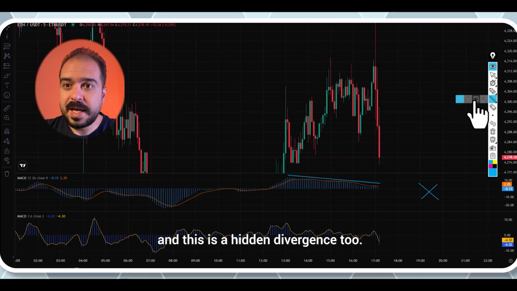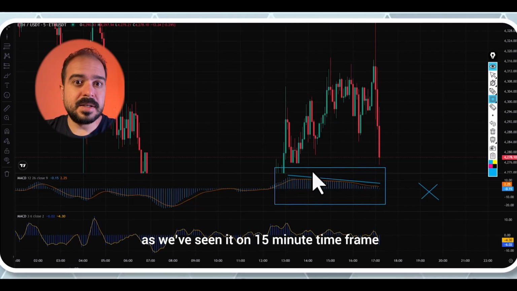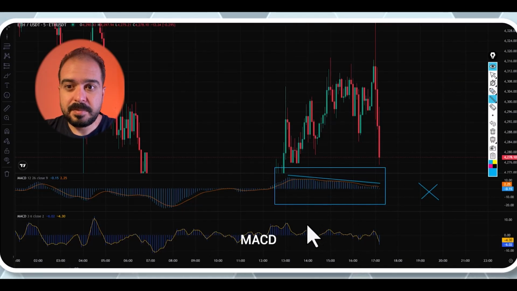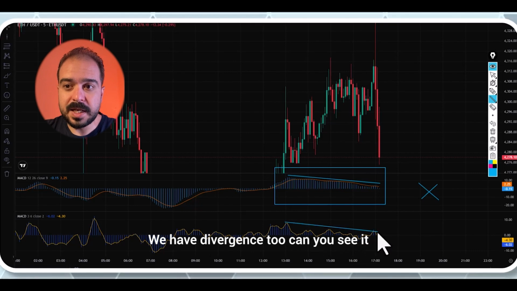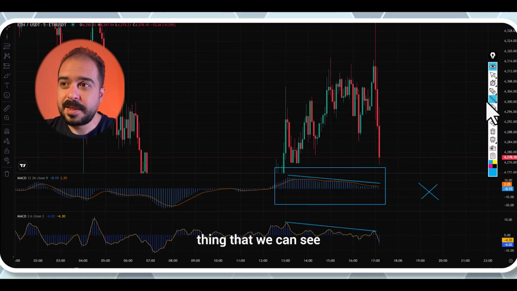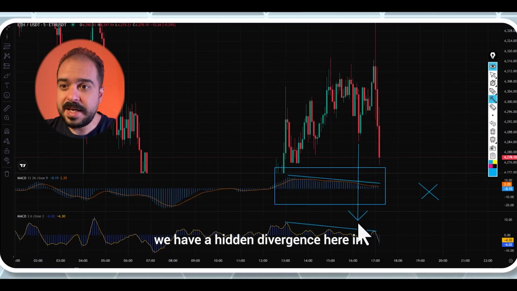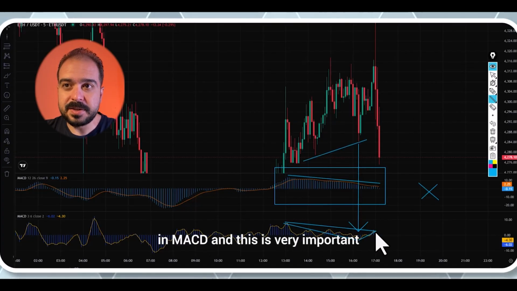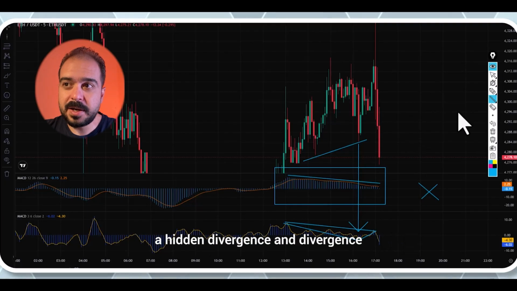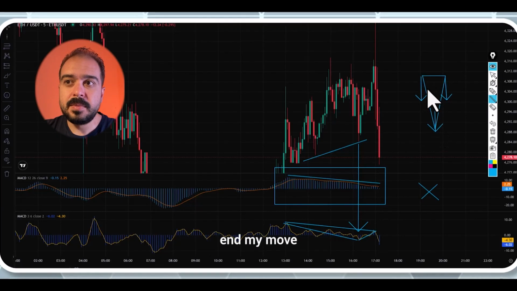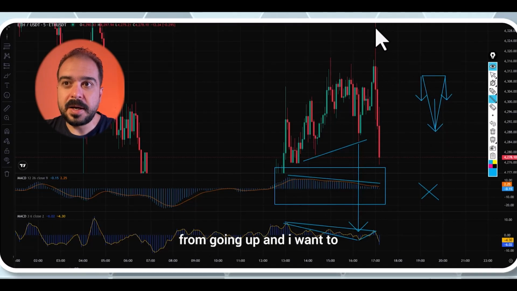And this is a hidden divergence too, as we've seen on the 15-minute time frame. But here in the 5-minute time frame, in the smaller MACD, we have divergence too. Can you see it? And with this divergence, we have another very important thing. We have a hidden divergence here in this MACD between these two lows. But what does it tell us? It tells us I am a triangle pattern in MACD. And this is very important. A hidden divergence and a divergence tell us that I want to end my move from going up and I want to go down.